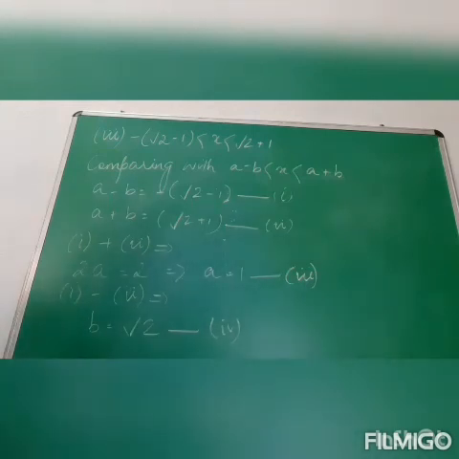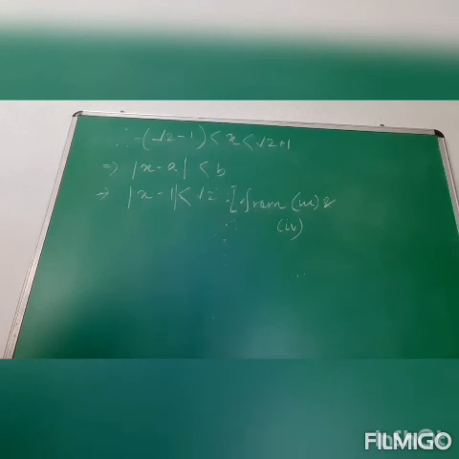Now see question number 3. Minus in bracket root 2 minus 1 is less than x is less than root 2 plus 1. So again compare it with a minus b and a plus b. So we get a minus b as minus in bracket root 2 minus 1. Give this one equation 1. Again a plus b is equal to root 2 plus 1. Give this one as equation number 2. Now from 1 and 2, if I add 1 and 2, then I get the value of a as 1. Keep this one number 3. And if I subtract these two equations, I get the value of b as root 2. Keep this one as equation number 4. Therefore this expression can now be written as mod of x minus a is less than b. Place the value of a and b as 1 and root 2 from equations 3 and 4. Thus we get the expression in the absolute sign.